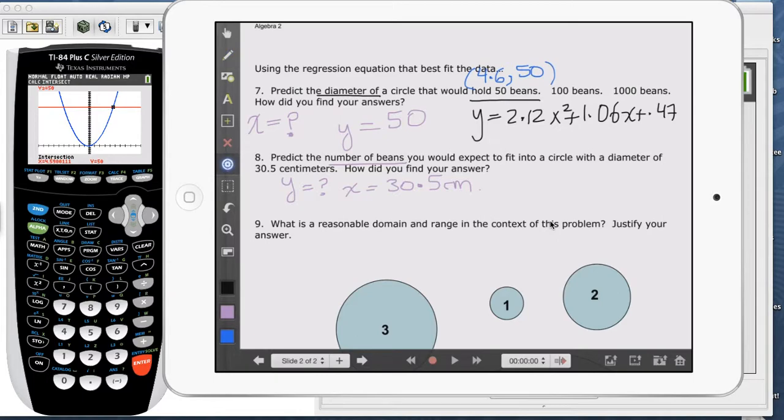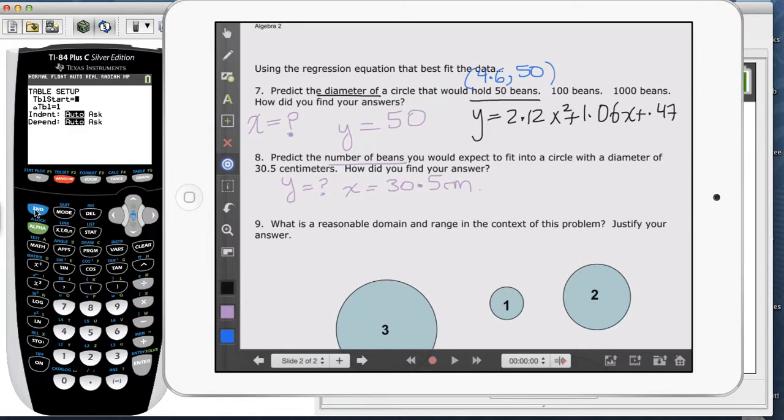There's more than one way to do that. You can go back to your equation and plug in 30.5 for x and solve it. I'm going to show you 3 different ways and you choose whatever you want. You can go to 2.12, open parentheses, for x put 30.5, square, and so on, plus 1.06, open parentheses, 30.5, close parentheses, plus 0.47. This is one method. Another method is to go to second window. Remember, you can use any method you like.